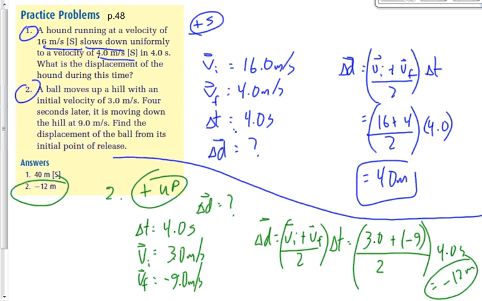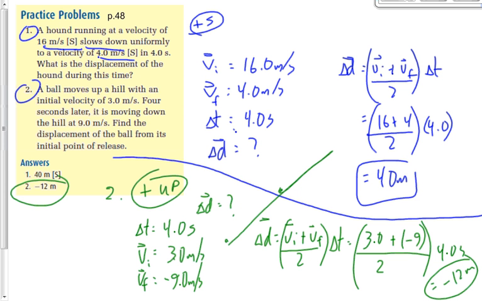So it was going up the hill, it stopped, and then it started going down the hill. It ended up 12 meters down, further down the hill than it started. All right? Carrie, is this okay?